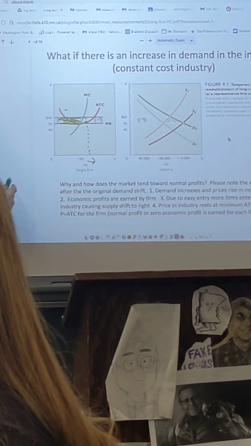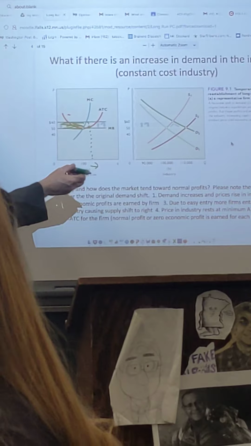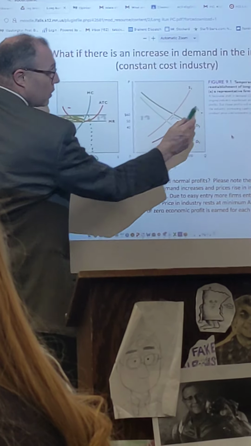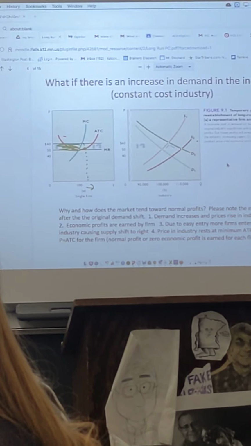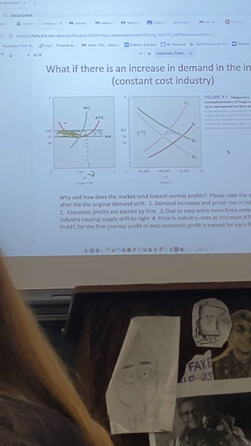So this is all profits, isn't it? That's all profits. Now, because it's so easy to make and profits are being earned in the industry, what's going to happen? Prices will fall again. And why are they going to fall? Because more people are going to enter, aren't they? Yeah. Everybody see that now? Pretty easy, isn't it? And that's why that's the long run equilibrium.